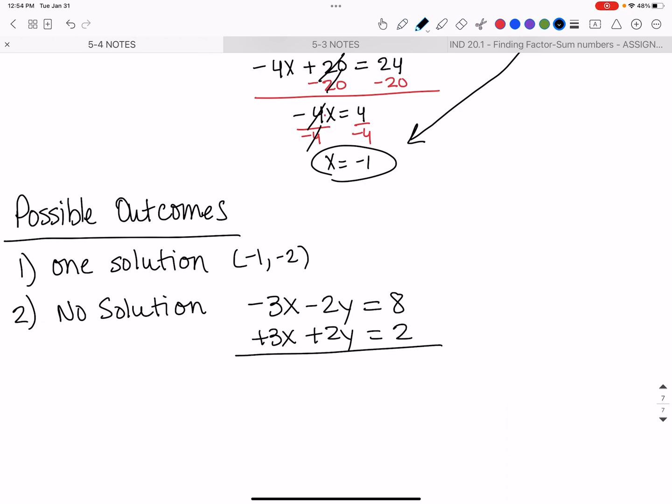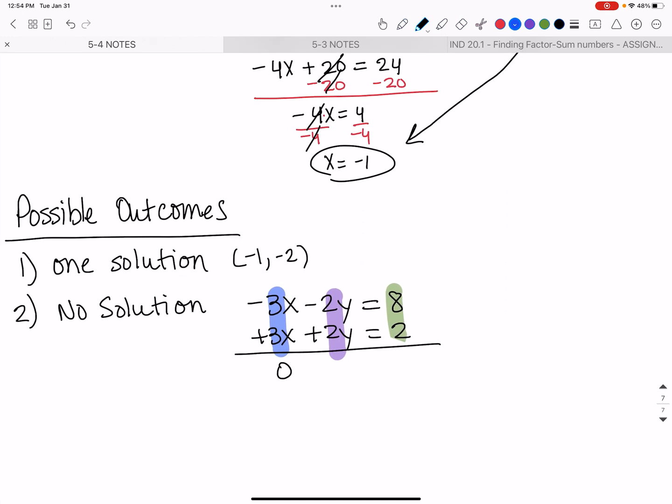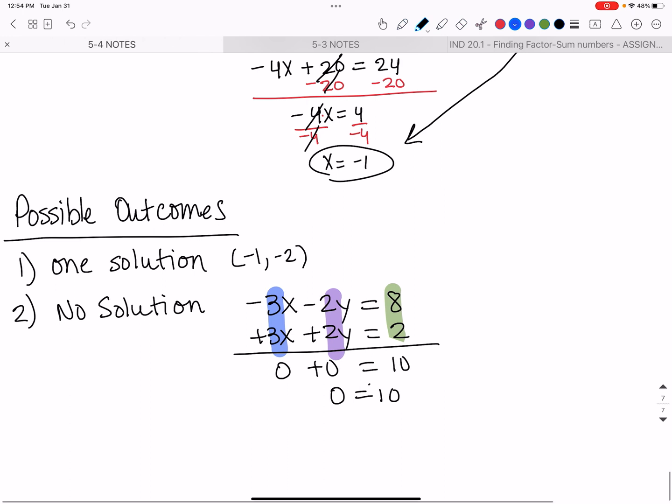Okay, I'm going to draw my line, and I'm going to reduce my columns, this column, then this column, then this column. Okay, so when I reduce the x's, negative 3 plus 3 zeroes out. When I reduce the y's, negative 2 plus 2 also zeroes out. And 8 plus 2 is 10. So I end up with 0 equals 10. Does 0 equal 10? No, it does not. So this is a special case.